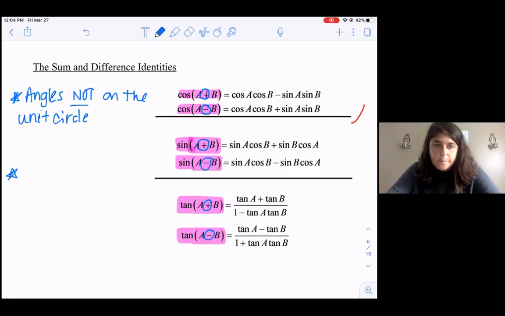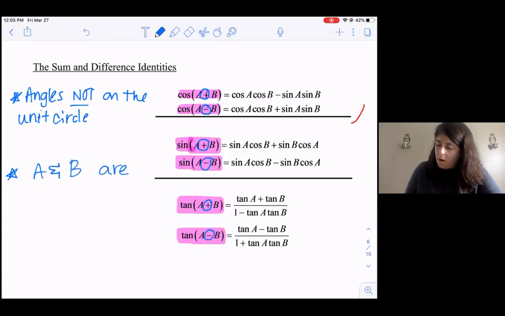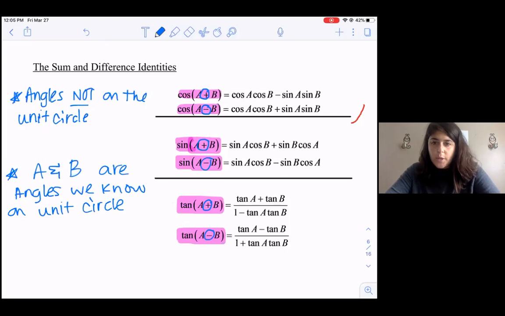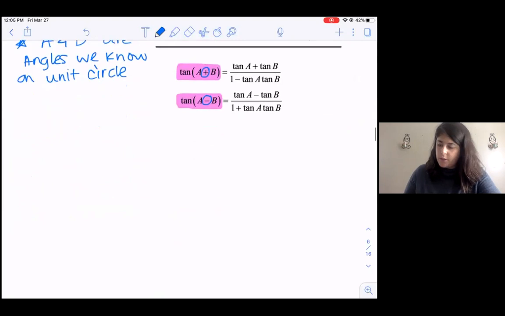Okay, so what these do is you're basically using angles A and B in your formula that are angles we know on the unit circle. So we want to use angles we know on the unit circle in order to either add those two angles and get the one we're trying to find, or subtract those two angles to get the one that we're trying to find. Okay, so here's a couple of examples.